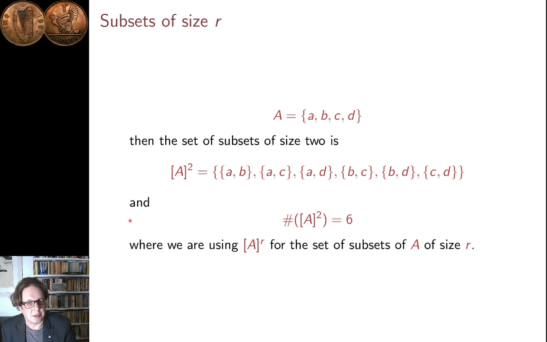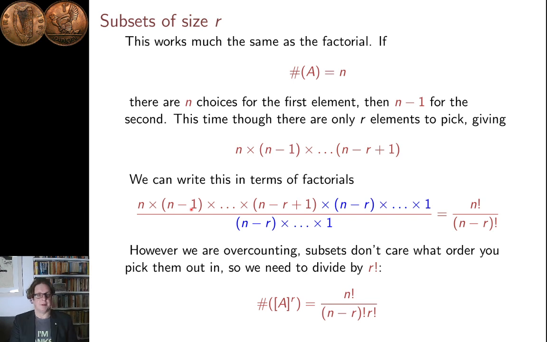And we're using this notation here where we use square brackets and a superscript to mean the subsets of that size. So A to the R is the set of subsets of size R. And what we'd like to know is the cardinality of that set. How many subsets of size R are there of a set A, where A has the size n, for example. So our reasoning works much the same as for the factorial. We're trying to make a subset of size R, so we choose a first element, there's n choices of first element, then we choose a second element, there's n minus 1 choices of the second element, and so on.